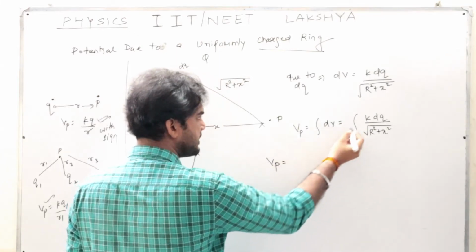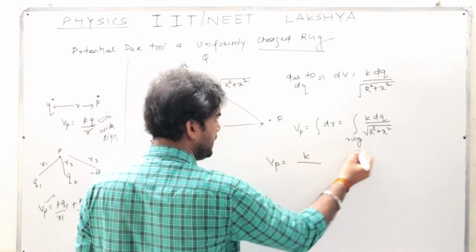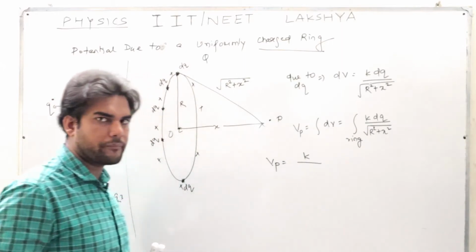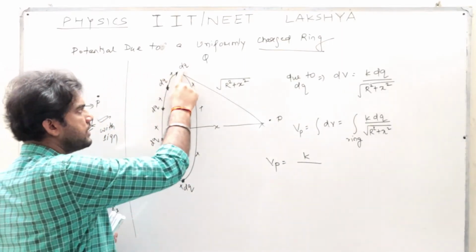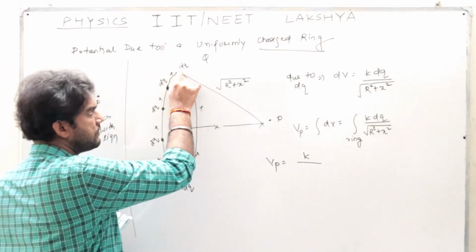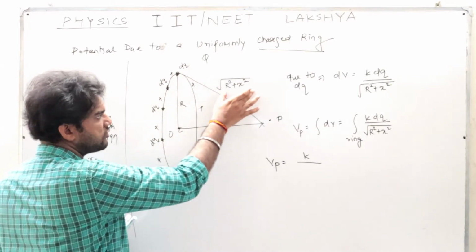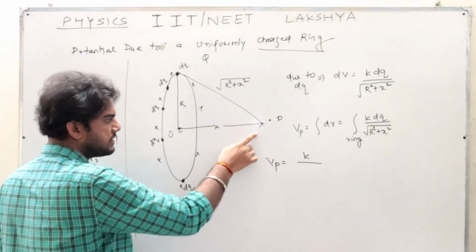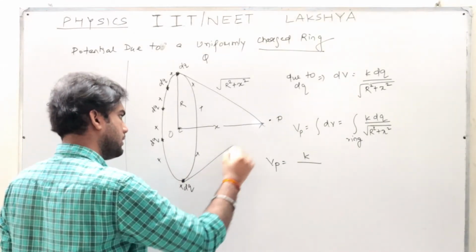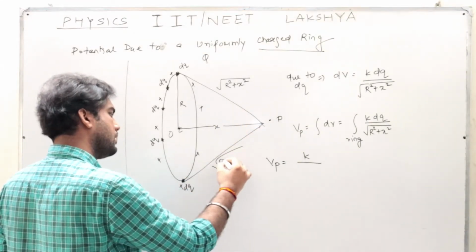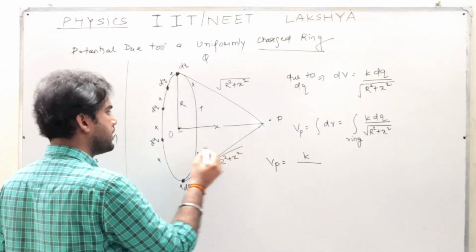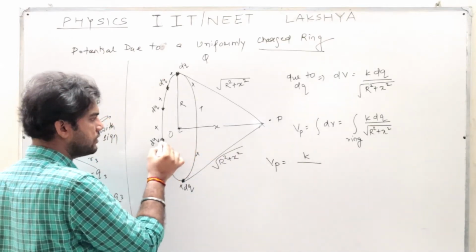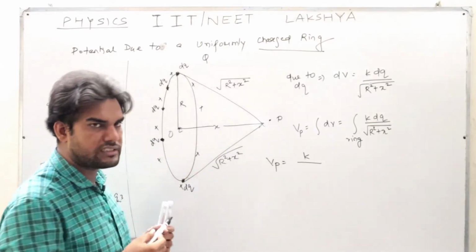So we know k is a constant that will come out of the integration. Even this denominator is also a constant, because every dq is at the same distance. See, what is the distance of this dq from the point? Under root r square plus x square. Even for this dq, this distance is also under root of r square plus x square only. Even if you take this dq, that distance is also the same, because this ring is like this.